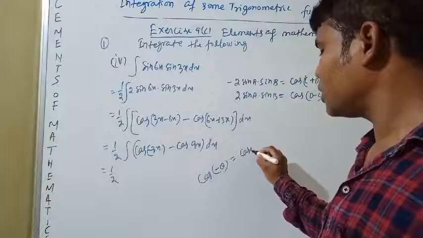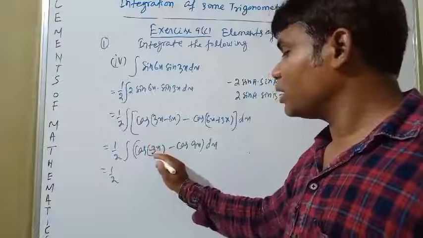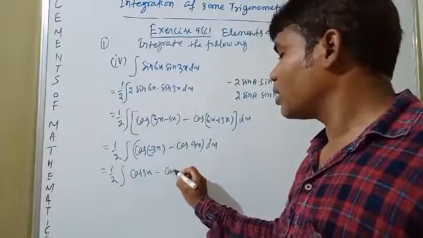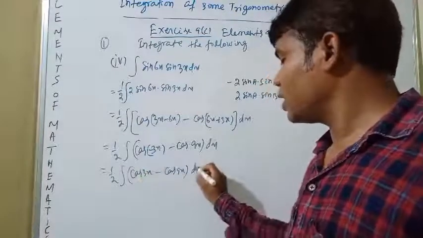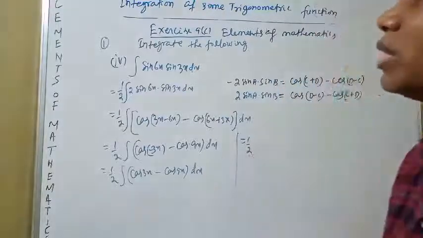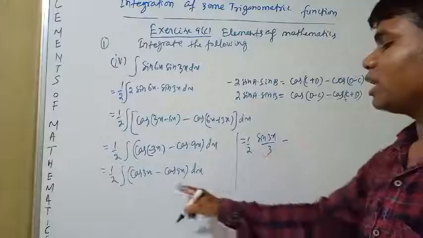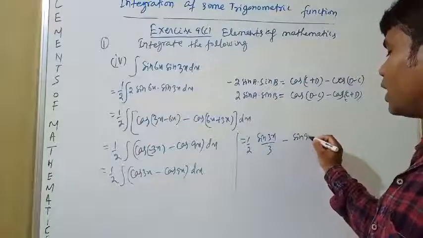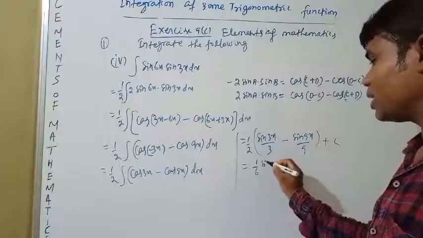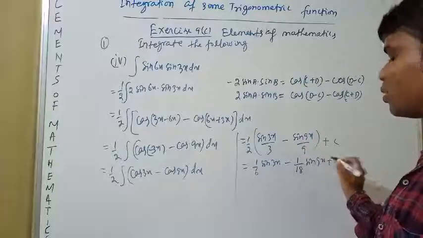Is equal to half, you see, cos(minus theta) is equal to cos theta. So cos(minus 3x) is equal to cos 3x, minus cos 9x dx. Integration of that is half integration of cos 3x, that is sin 3x by 3, integration of cos 9x, sin 9x by 9, plus c, is equal to 1 by 6 sin 3x minus 1 by 18 sin 9x plus c.